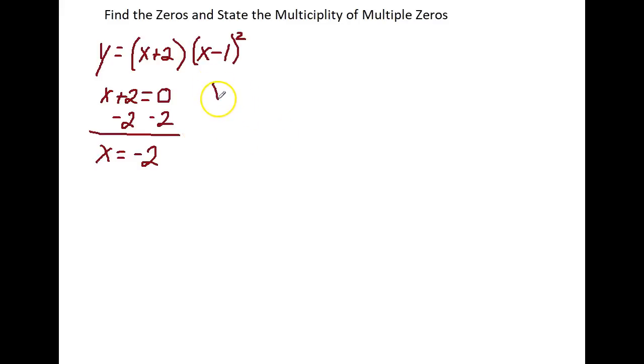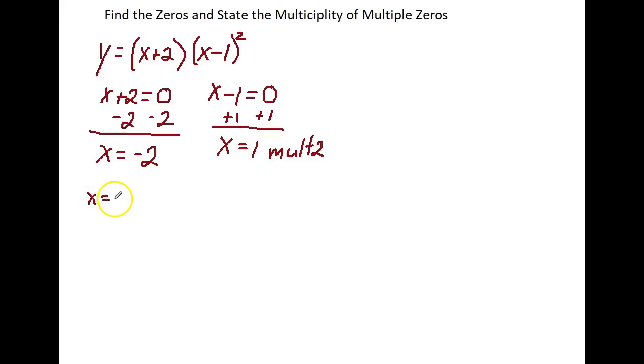When I take my x minus 1, set it equal to 0, and solve for x by adding 1 to each side, I get x equals 1. But because of this exponent, it has a multiplicity of 2. A lot of times I'll just write it M-U-L-T, 2. What does that mean? It means that this is twice. So our zeros really are x equals negative 2, and then x equals 1, and x equals 1 again.